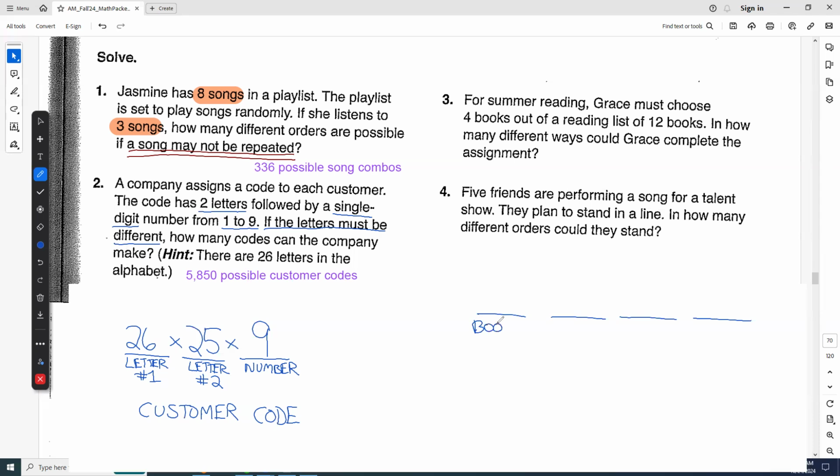There's book 1. All right, and so starting with book 1, how many possible choices does Grace have? 12. And for book 2? Got it. Thank you. Good job.